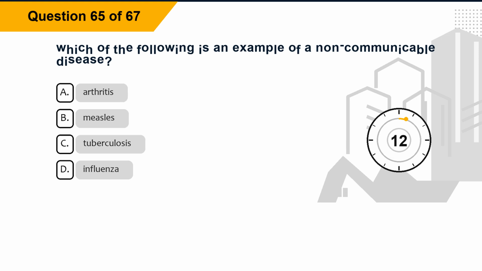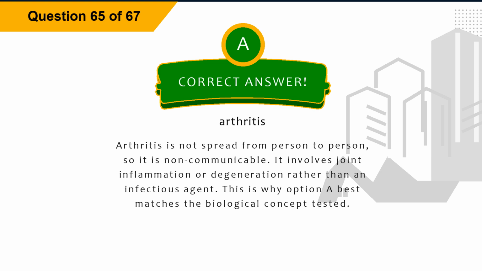Question 65. Which of the following is an example of a non-communicable disease? Option A, arthritis. Option B, measles. Option C, tuberculosis. Option D, influenza. The correct answer is option A, arthritis. Explanation. Arthritis is not spread from person to person, so it is non-communicable. It involves joint inflammation or degeneration rather than an infectious agent. This is why option A best matches the biological concept tested.